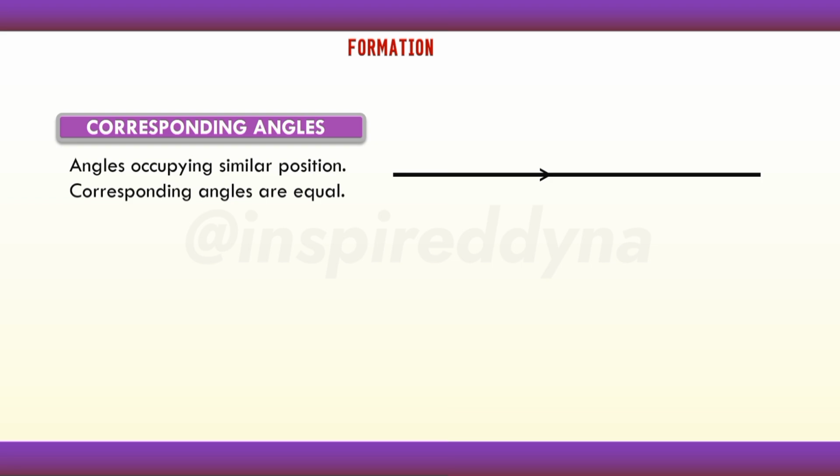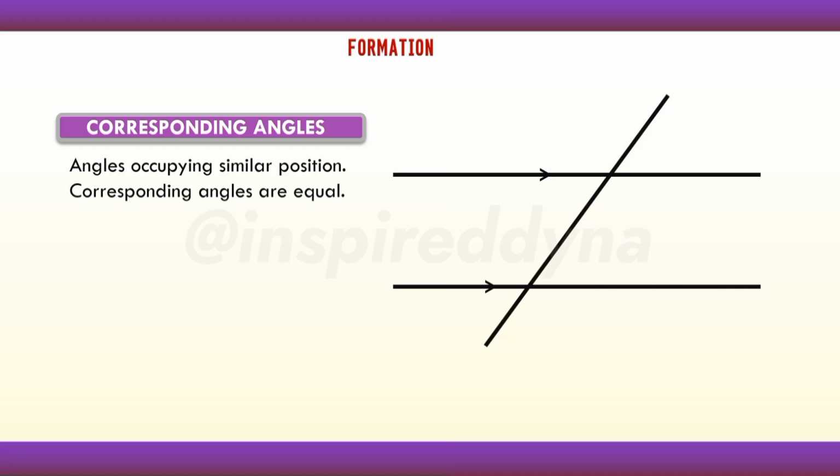So the first one is we are talking about corresponding angle. Let's have two parallel lines as shown, and let's have a transversal line. Now, angles occupying similar position: this line is going to form some angles here, and some angles here. So we have four angles being formed here. We also have four angles being formed here.